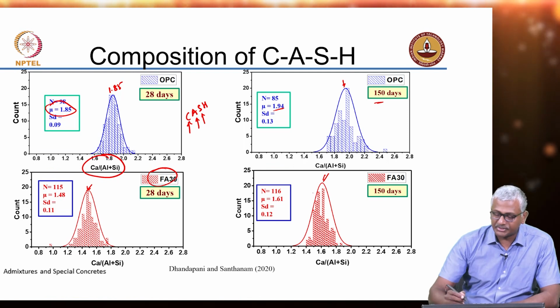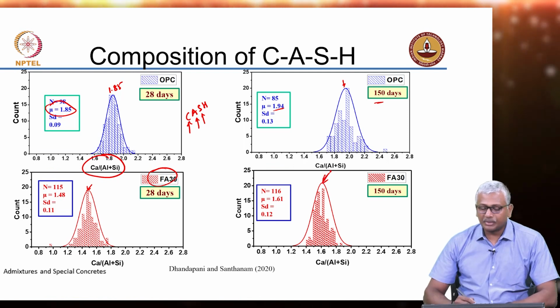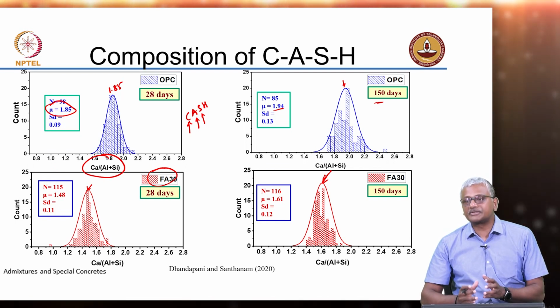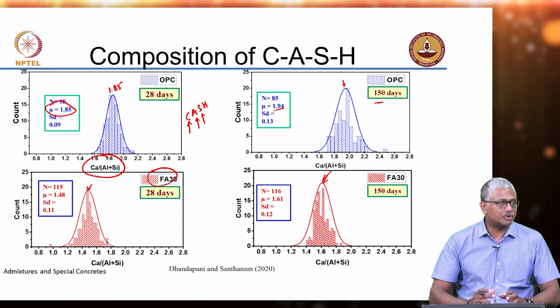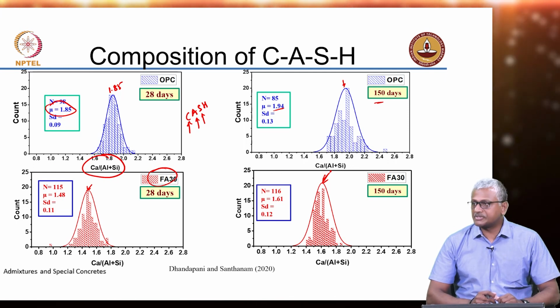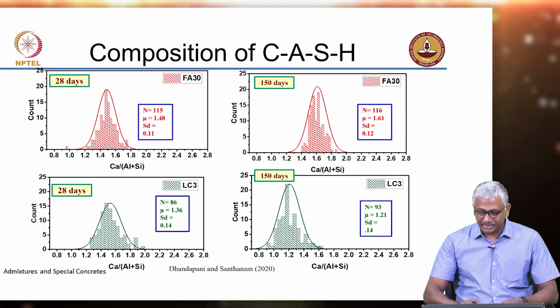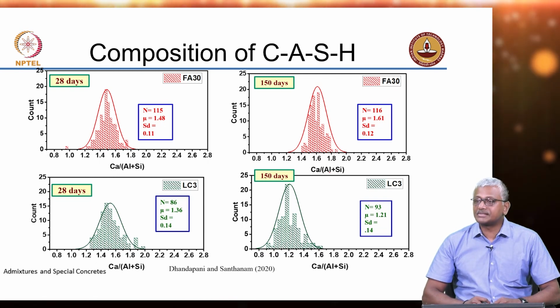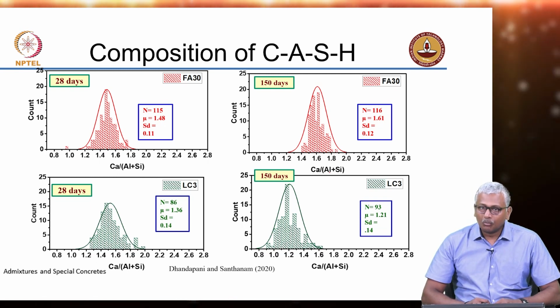Now, at 150 days again, you see that the peak has shifted a little bit to 1.94 and here it is about 1.6. Nevertheless, what you clearly observe is that the calcium to silica or calcium to silica plus alumina ratio is coming down when you replace cement with fly ash based systems. Now, when you go towards LC3, this is going to be even more. The decrease in C by S will be even more in the case of LC3.